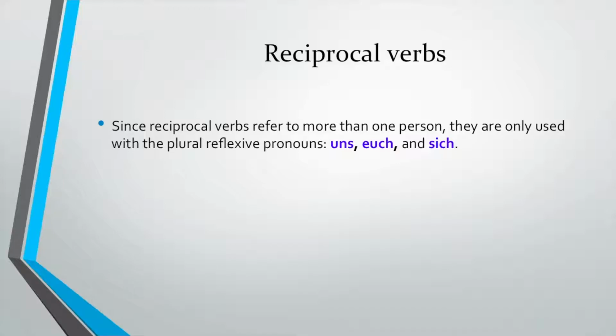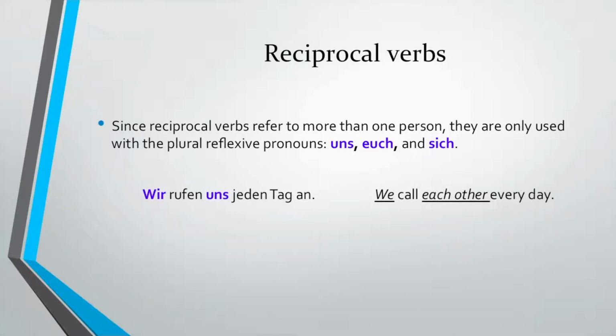Since reciprocal verbs refer to more than one person, they are only used with the plural reflexive pronouns uns, euch, and sich. Okay, not with du, with ich und du, just with the plural reflexive pronouns uns, euch, and sich. Wir rufen uns jeden Tag an. We call each other every day. Or woher kennt ihr euch? How do you know each other?